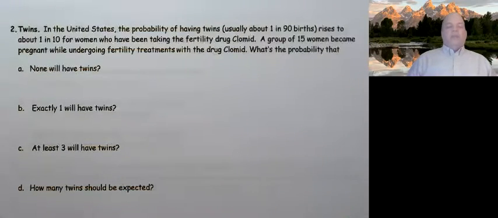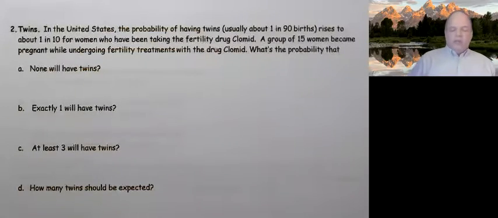In the United States, this is problem number 2 of the review. In the United States, the probability of having twins, usually about 1 in 90 births, rises to about 1 in 10 for women who have been taking the fertility drug Clomid. A group of 15 women became pregnant while undergoing fertility treatments with the drug Clomid. What's the probability that none have twins?